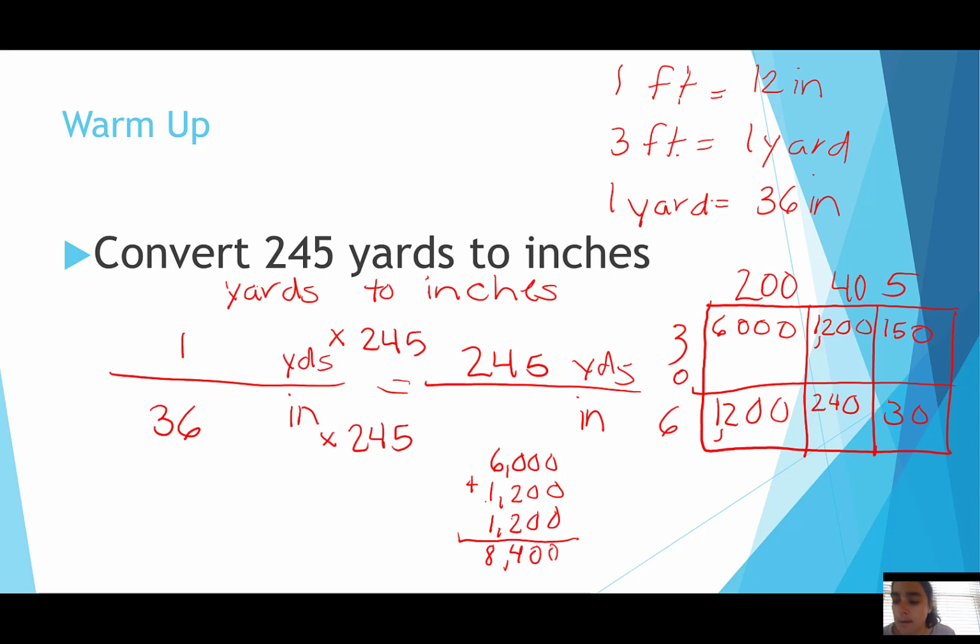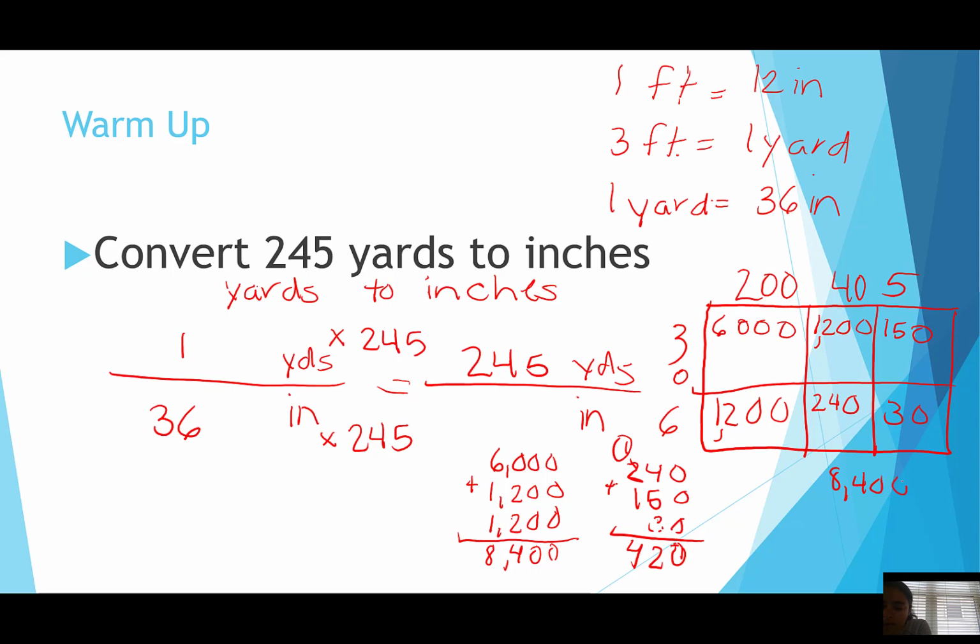Now I should add up 240 plus 150 plus 30. 4 plus 5 is 9, 9 plus 3 is 12, 1 plus 2 is 3, 3 plus 1 is 4. I get 420, so now I'm going to add these two pieces up.